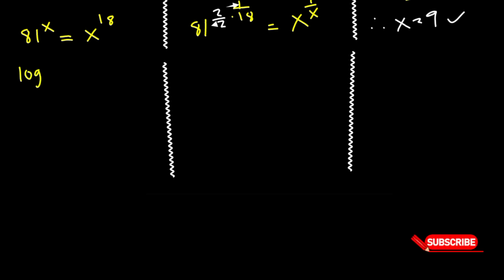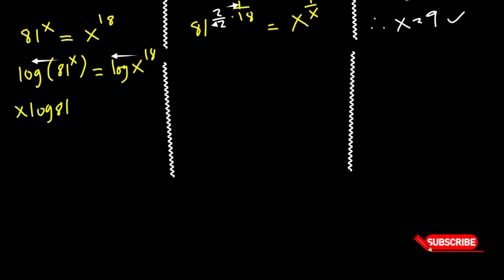So we'll say log of 81 to the power of x equals log of x to the power of 18. Now, according to the law of logarithm, x comes in front and 18 comes in front. Therefore, we're going to have x log 81, and that equals 18 log x. And now we can isolate the variables, right? So we just divide both sides by x.